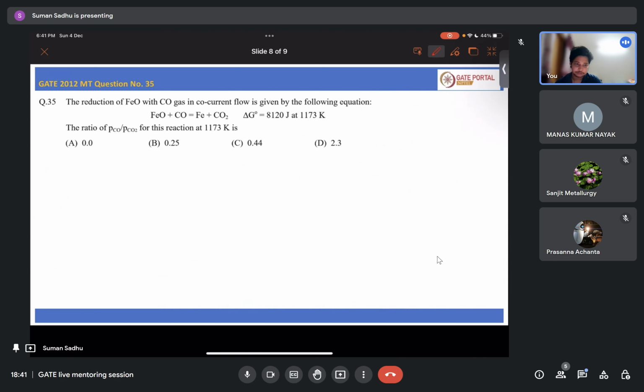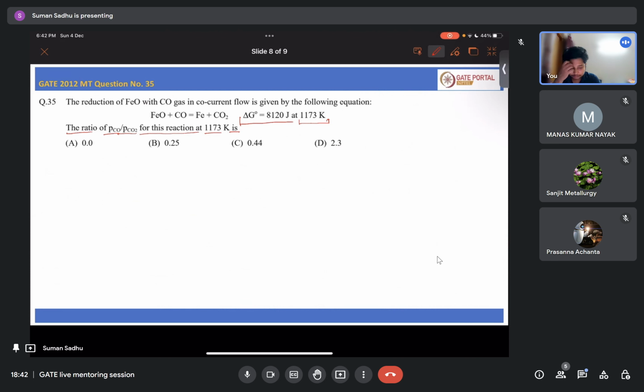This is question number 35 of GATE 2012 Metallurgical Engineering. The question states that the reduction of FeO with CO gas in a co-current flow is given by the following equation: FeO plus CO is equal to Fe plus CO2, and the delta G naught value is given at temperature 1173 Kelvin. We have to find the ratio of PCO divided by PCO2 for this reaction at 1173 Kelvin. Option A is 0, option B is 0.25, option C is 0.44, and option D is 2.3. So how to approach this question?